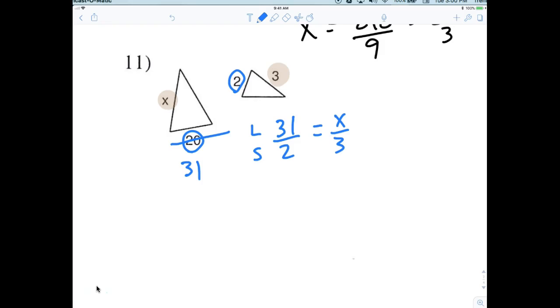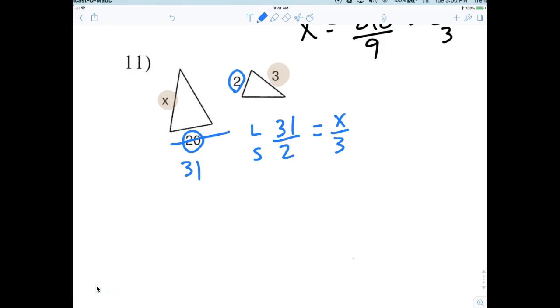Now, are you just telling me that 3 is larger than x? How do you know that? X is a number. Look up the figure. This is the large triangle. This is the small triangle. So everything goes from the large triangle to the small triangle. Large to small. Large to small. Okay. Large to small. All right.